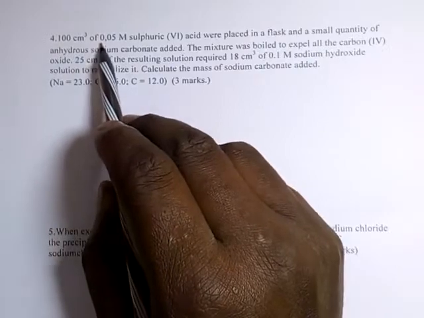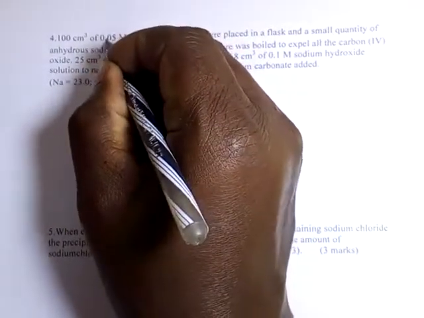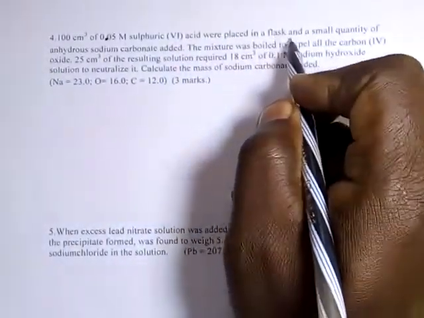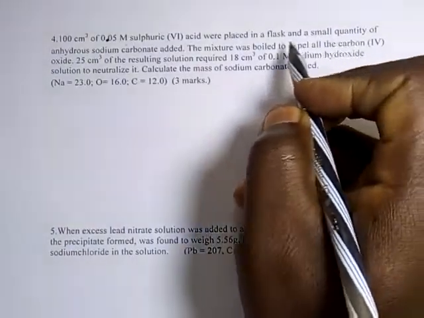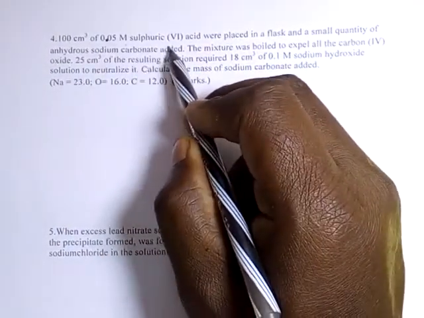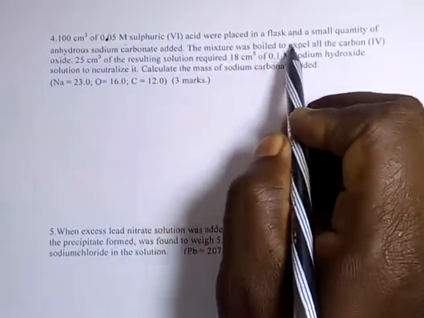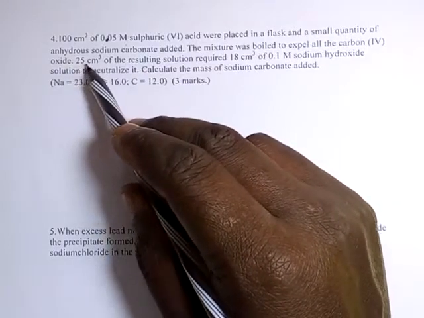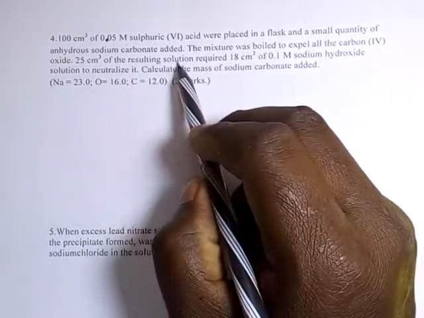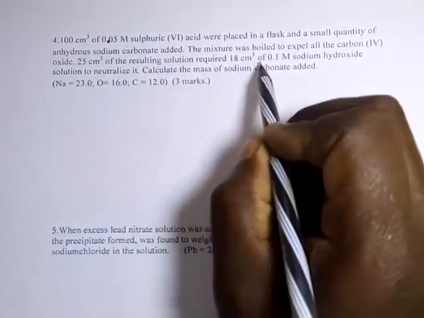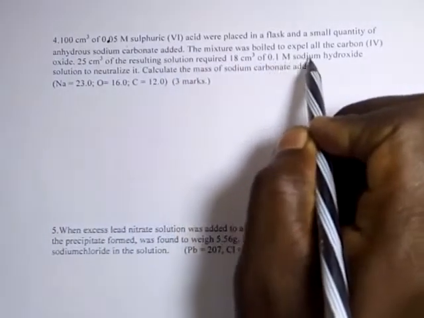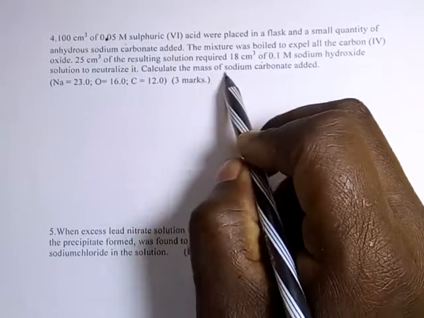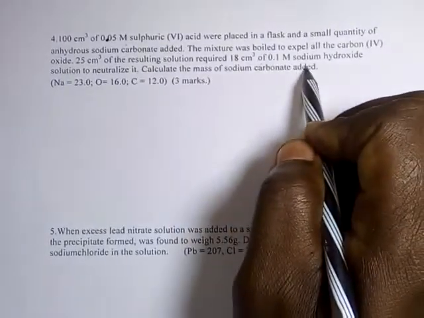100 centimeters cube of 0.05 molar sulfuric acid were placed in a flask, and a small quantity of anhydrous sodium carbonate added. The mixture was boiled to expel all the carbon dioxide. 25 centimeters cube of the resulting solution required 18 centimeters cube of 0.1 molar sodium hydroxide solution to neutralize it. Calculate the mass of sodium carbonate added. 3 marks.